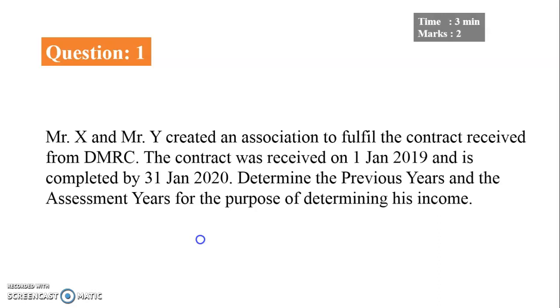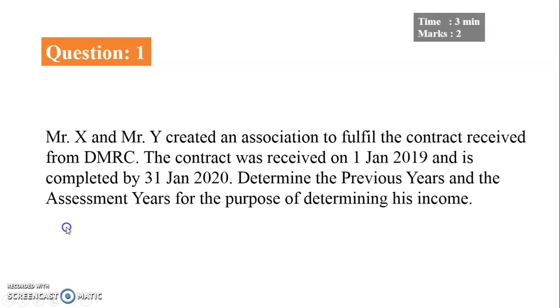In this case, you have to determine the previous years and the assessment years for the purpose of determining his income. And I must tell you that none of you has attempted it correctly. First you have to identify the first previous year and first assessment year, and after that, you have to identify the subsequent previous year and subsequent assessment years.